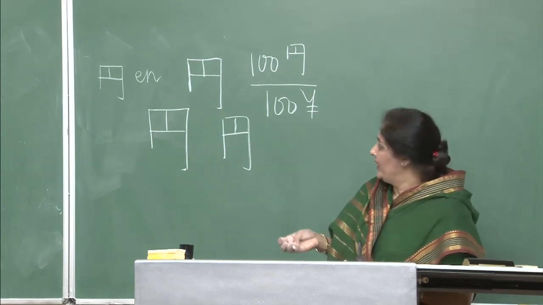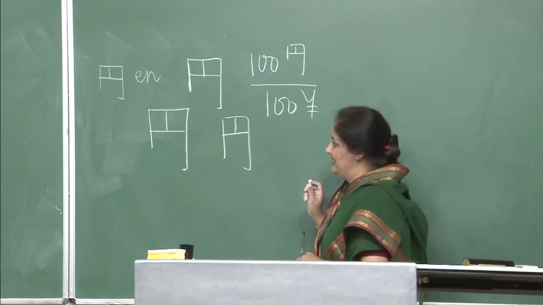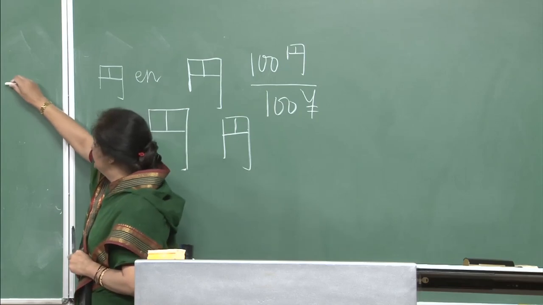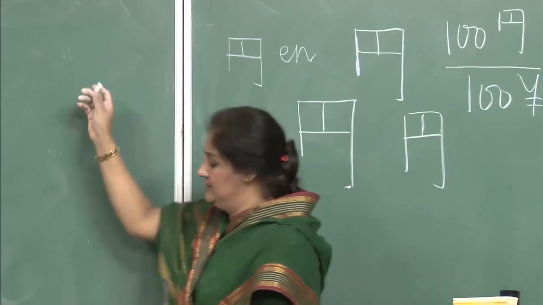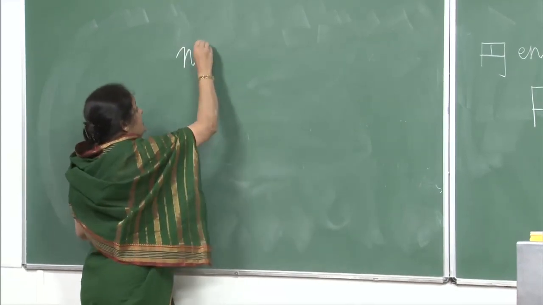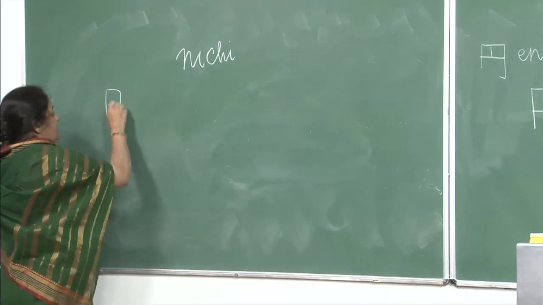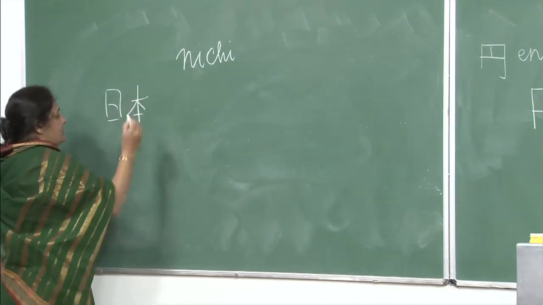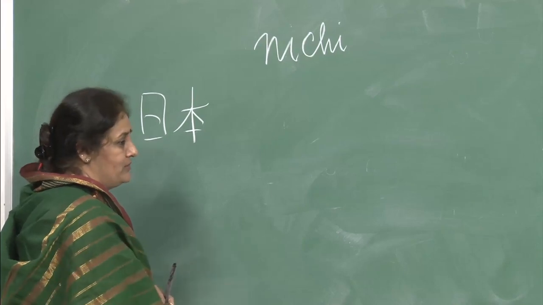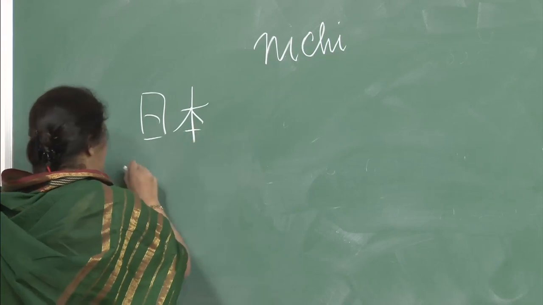Now, another similar looking character to en, this is nichi. I will write it here. Nichi. You have done Nihon, isn't it? Nihon means Japan. We have done this in one of the previous lessons. And also we are doing this language, Nihongo.